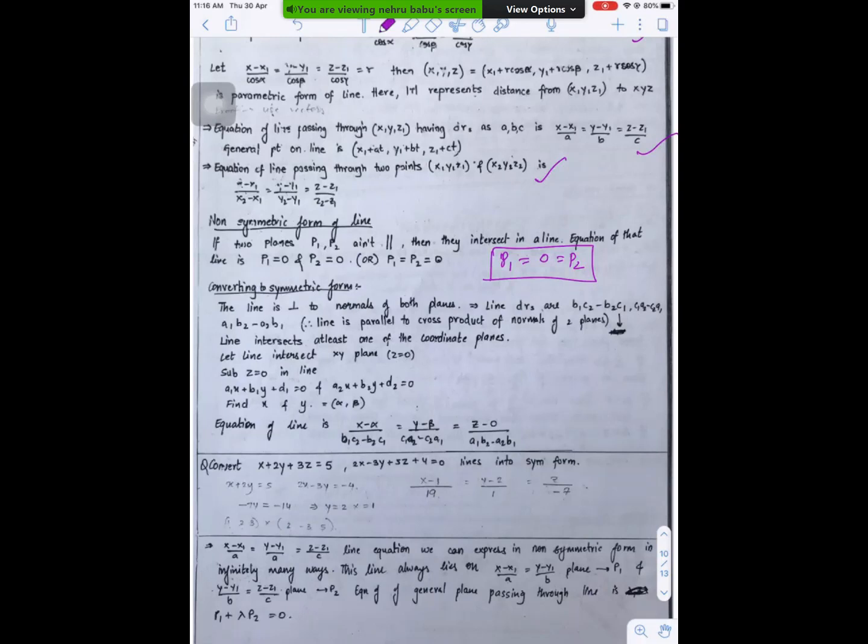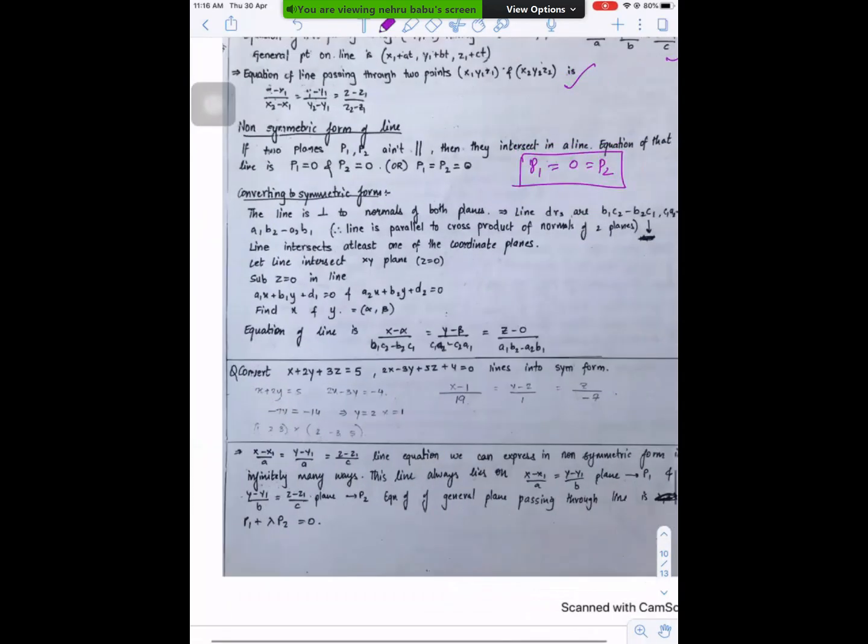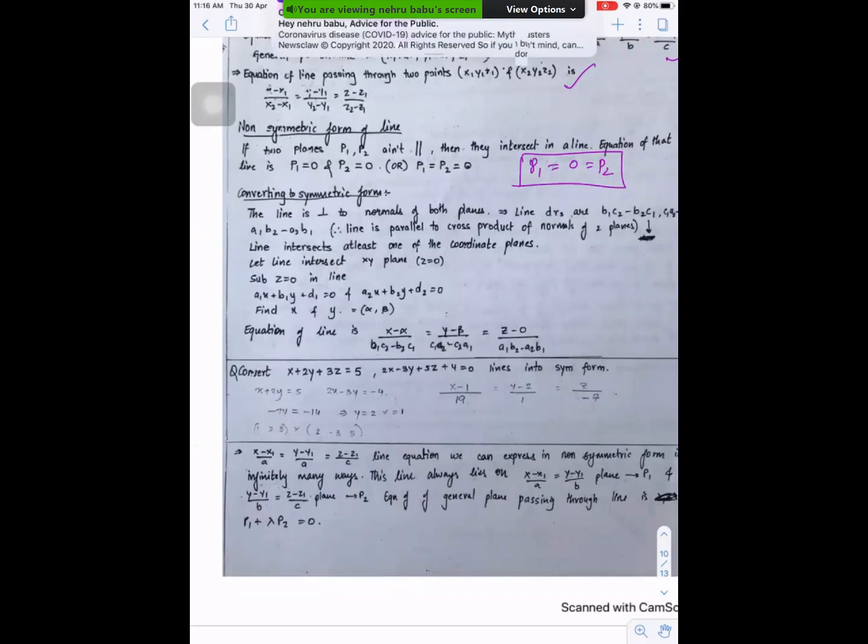And how to convert from non-symmetric form to symmetric form? Here, I will just give the method. If you substitute z = 0, then you will get a1x + b1y + d1 = 0 and a2x + b2y + d2 = 0. By solving, you will get that point of intersection, which is alpha, beta, 0, I am assuming.